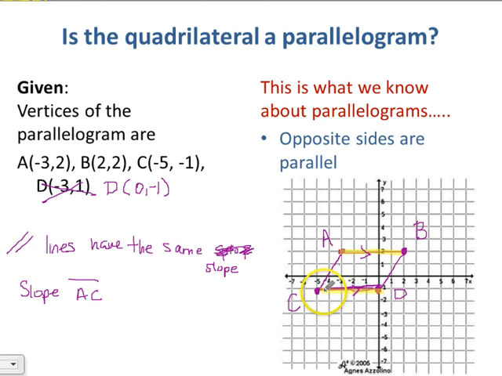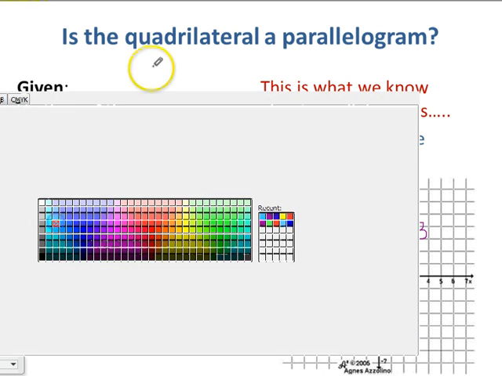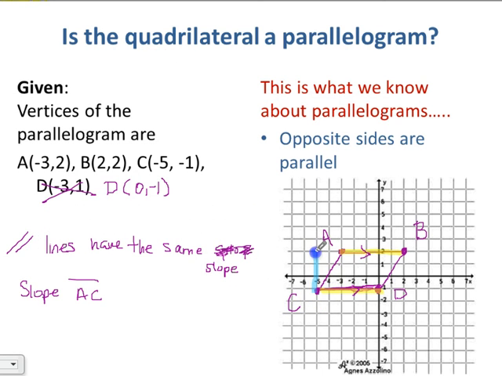So what is the slope? Remember, we figure out the slope from going from one point to the next, rise over run. So to go from point A to point C, we're going up 3 and over 2. So it would be 3 over 2. That's our slope. What is the slope of line BD? So again, we're going rise over run. So we're going up 1, 2, 3 units, and then we're going to the right 2 units.